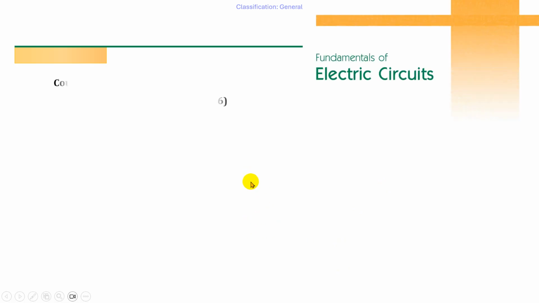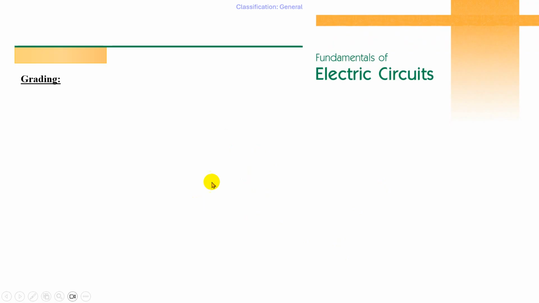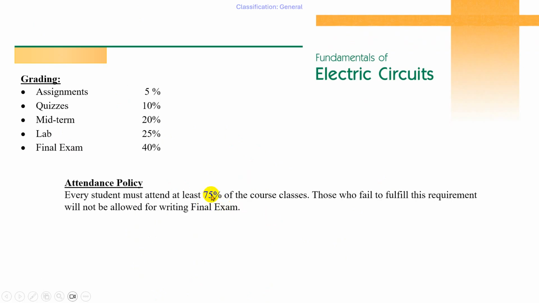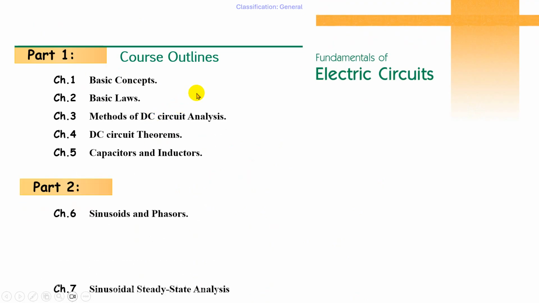So we already studied the introduction, why we have to study electrical circuits, what the chapters are, and what the assessment methods are. We already studied that in the last class. Now we start directly from Chapter 1, basic concepts.